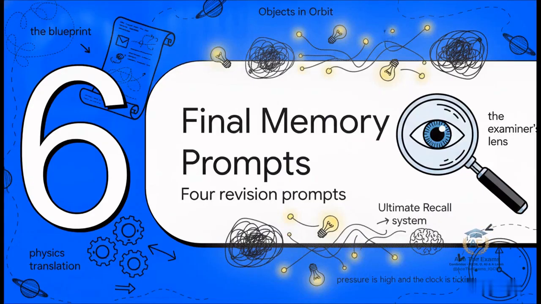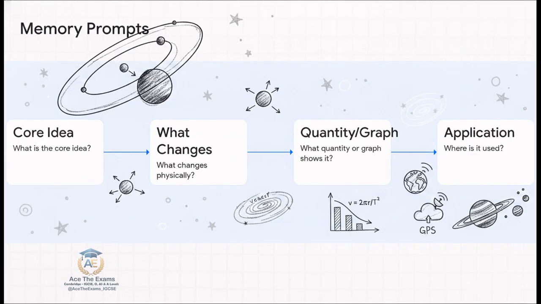Section 6. Final memory prompts. These are your ultimate recall triggers. Look, everything we have discussed today, the PEEL blueprint, the strict physics translation, looking through the examiner's lens, it is all completely useless if you forget it the moment you walk into that cold exam hall. So, here are the 4 critical revision prompts you absolutely must use for the topic of objects in orbit.